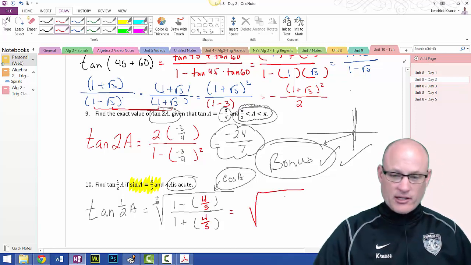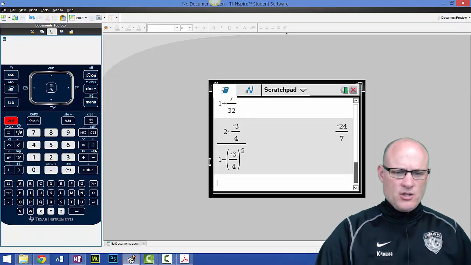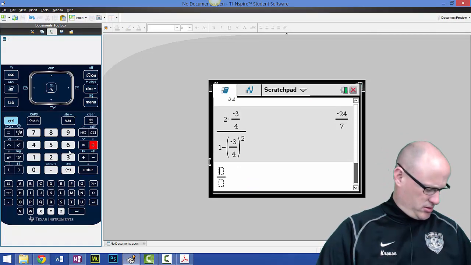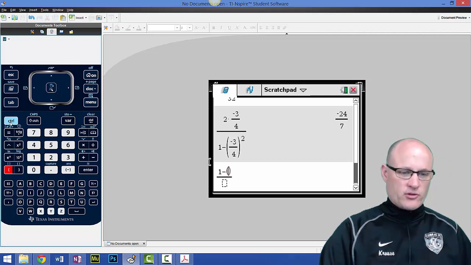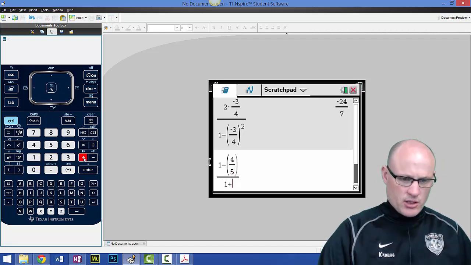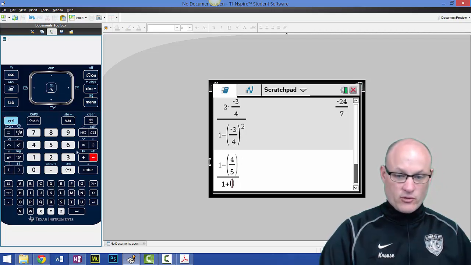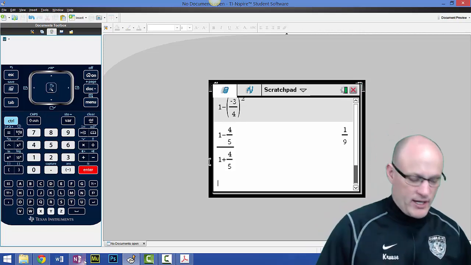I typed that in my calculator, and, oh, wait, hold on. I do want to see this. I think this one gives you a weird answer. We'll call this the strange answer. 1 minus parentheses, control division, 4 over 5 over 1 plus parentheses, control division, 4 over 5, enter. All right, so it came out nice, 1/9.